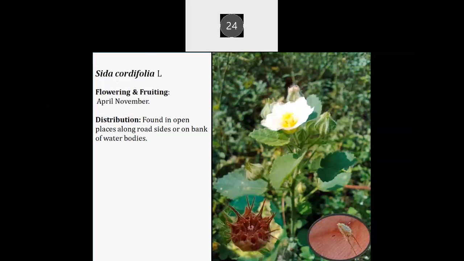I will go to the next slide. You will find what is the difference between Sida spinosa and Sida angustifolia. Next slide, ma'am.